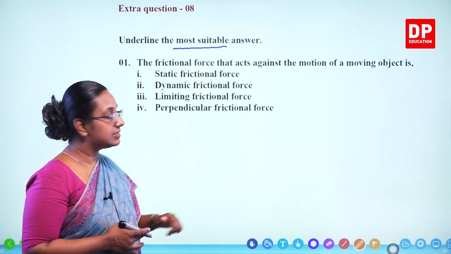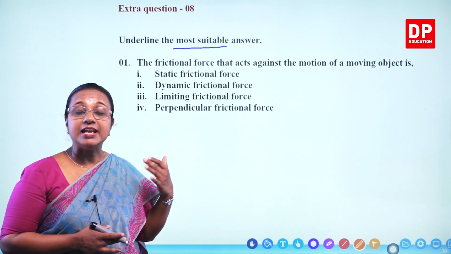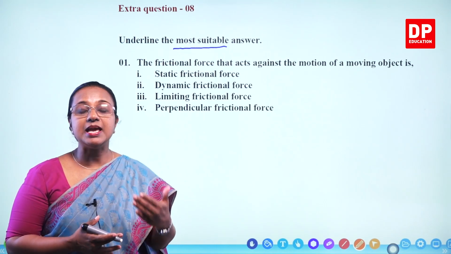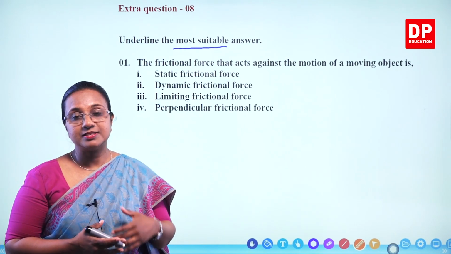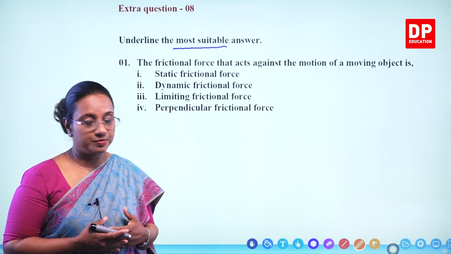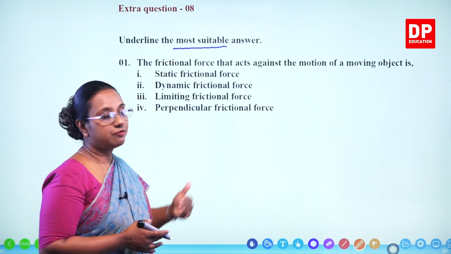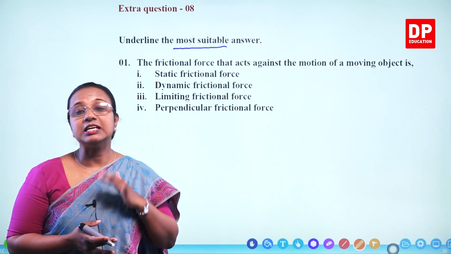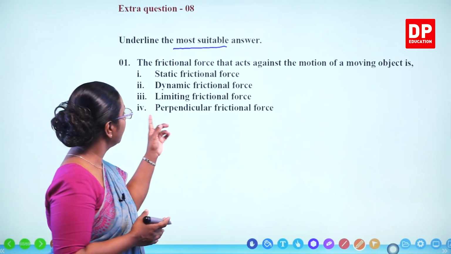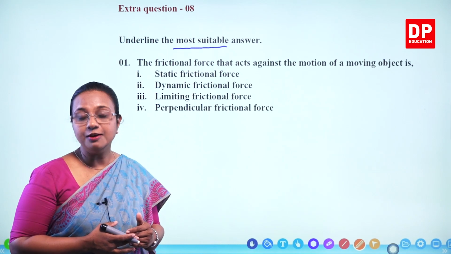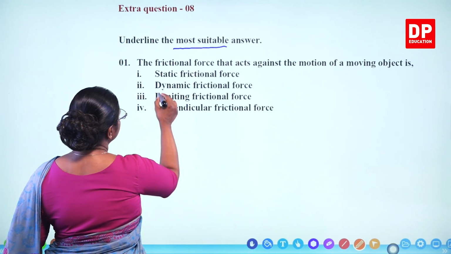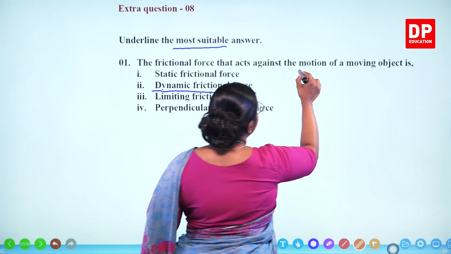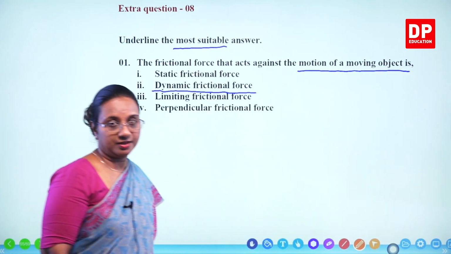We will look at the other answers. Limiting frictional force, that is the maximum frictional force that can be exerted by a contact surface against the movement of an object. And perpendicular frictional force, normally the perpendicular force is the force acting against the weight of an object. But we don't have a perpendicular frictional force. So the correct answer for this question is dynamic frictional force, because it says motion of a moving object.